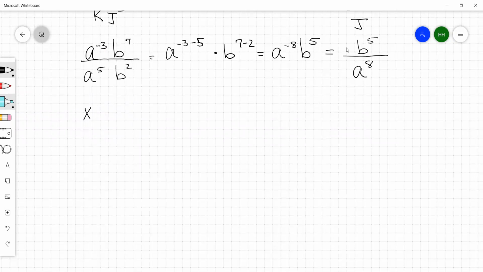x to the 4th, y to the -1, z to the 8th, divided by x to the 4th, y to the -5, and just z to the 1st, but we don't write the 1.